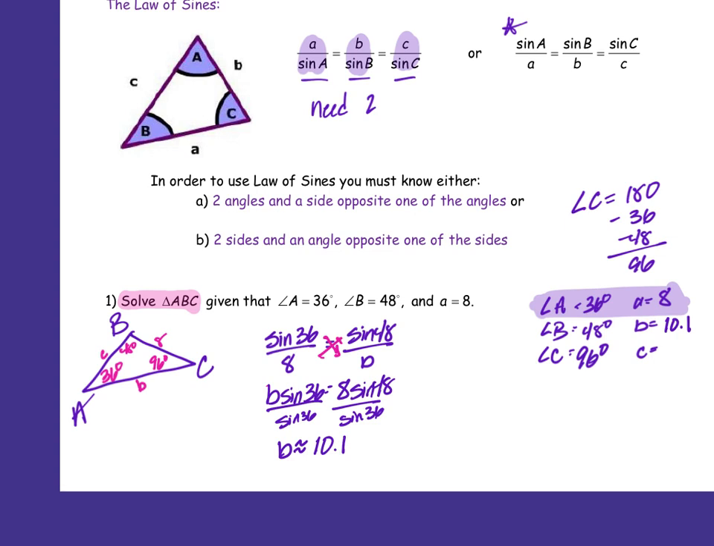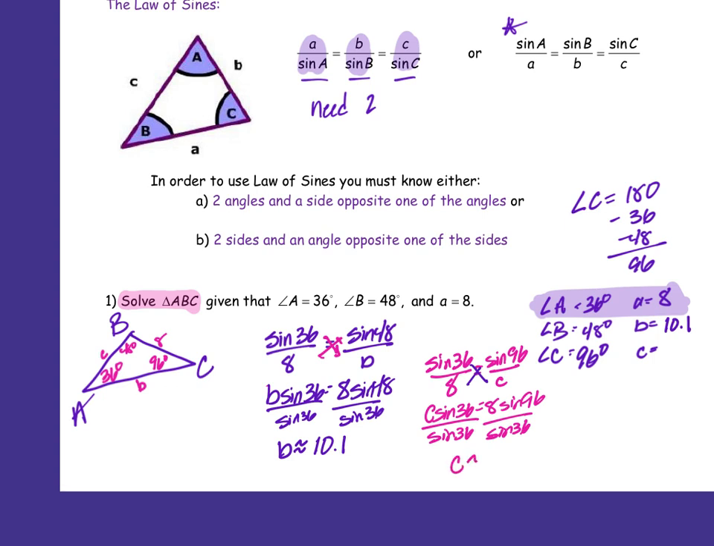Now I'm going to do the same thing for C. So I have sine of 36 over 8. So I'm using my A terms again. Equals sine of 96 over C. Okay? Then I'm going to cross multiply. So I get C sine of 36 equals 8 sine of 96. Divide by sine of 36.